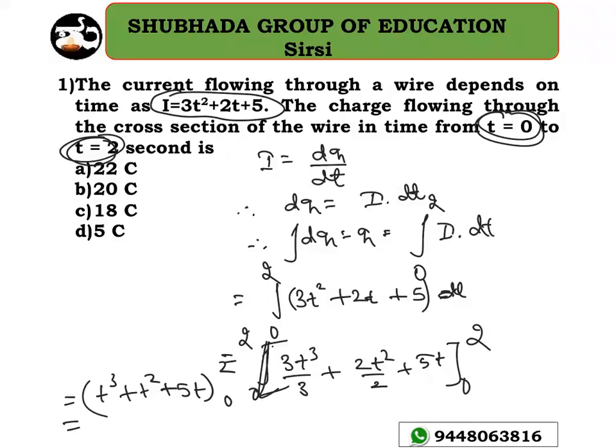Let us substitute. 2 to the power of 3 is how much? 8 plus 4 plus 10 here, right? So it is going to be how much? 14 plus 8 is 22 coulombs. So that's the reason option A is the right answer for this question.